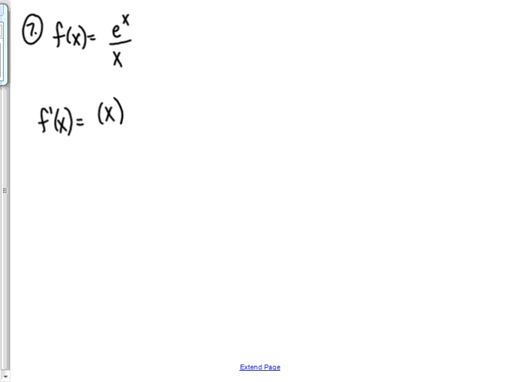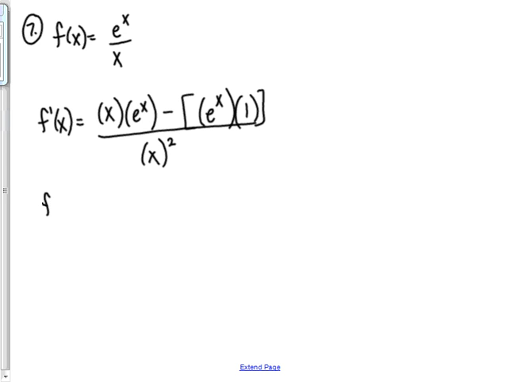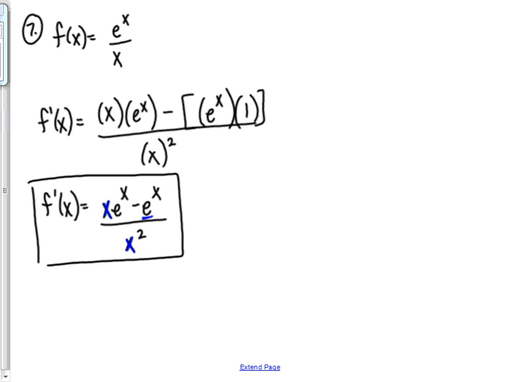So it would be low d high, all right, the derivative of e to the x is e to the x, minus high. All right, d low, what's the derivative of x? It is 1, over the low squared. So cleaning that up, I get x e to the x minus e to the x over x squared. Now, I have three terms, two on top and one on bottom. If all three of them had an x, I could reduce it by x, but since that one doesn't have one, there's nothing that they share in common, and I'm going to quit there.